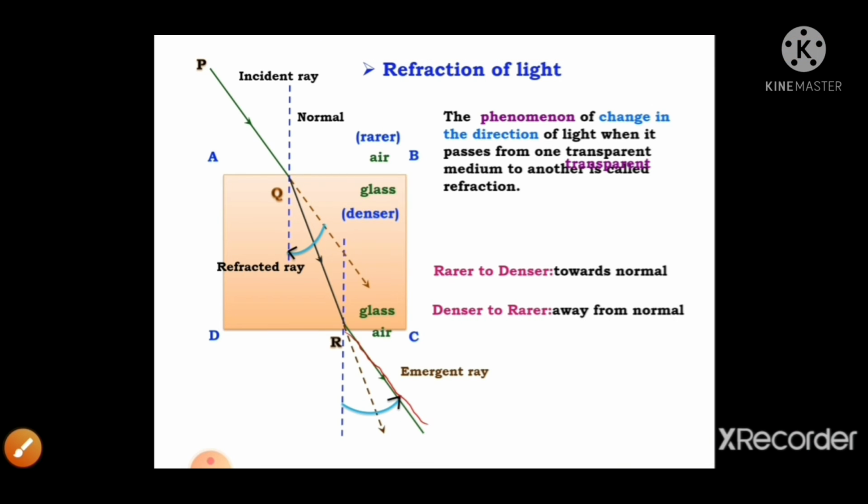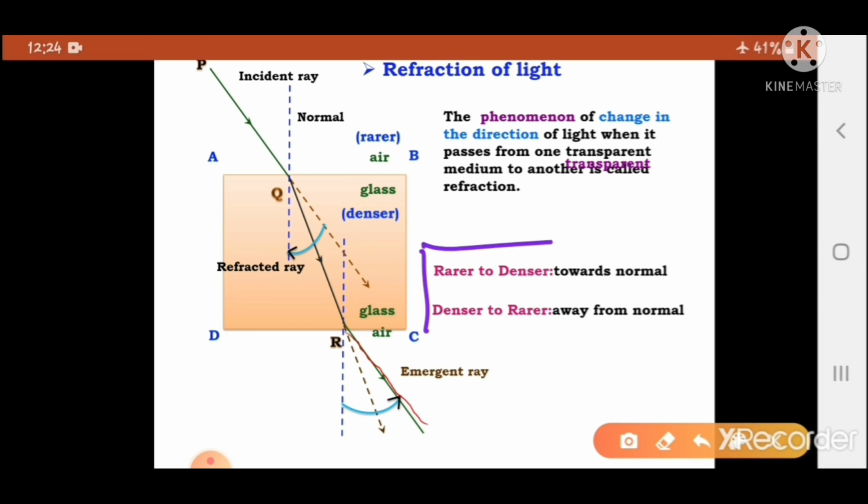So denser to rarer, away from the normal. Now when it passes from denser to rarer, it passes away from the normal. देखिए ये normal से दूर जा रहा है ना, ये arrow बता रहा है, ये जो ray of light दिख रहा है, ये emergent ray, ये normal से दूर जा रहा है और ये normal की तरफ आ रहा है. ये जो bend of ray of light है normal की तरफ आ रहा है. तो when ray of light passes from rarer to denser, it bends towards the normal, and when it passes from denser to rarer, it bends away from the normal.